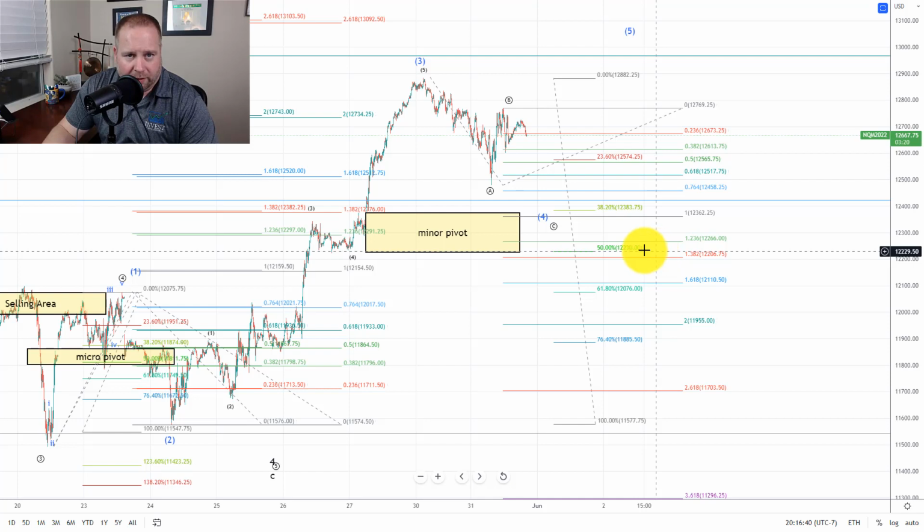Now, again, if they can't hold this 12.362, they can go as low as 12.230, okay, and still hold support and move back up in wave 5. But if 12.230 doesn't hold, then it becomes more likely we start to head lower and look for a new low on the NASDAQ as well.